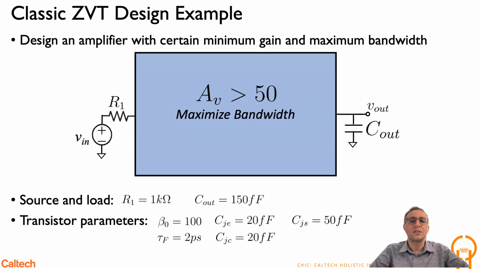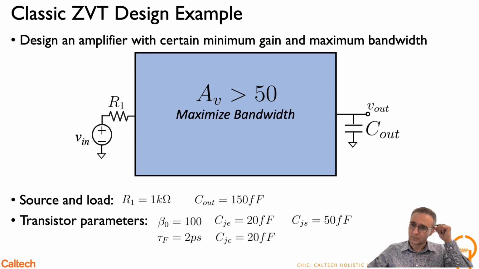So let's say you are trying to design an amplifier with a gain larger than the minimum gain, let's say in this example 50. You want a gain of 50. You have a source with a source resistance, in this case an R1 of 1 kilo ohm, and you have a load capacitance, let's say 150 femtofarad. And you're using a transistor, in this case a bipolar transistor. So those are the parameters of the bipolar: the CJE, CJS, and CJC, and the tau F associated with the transistor.